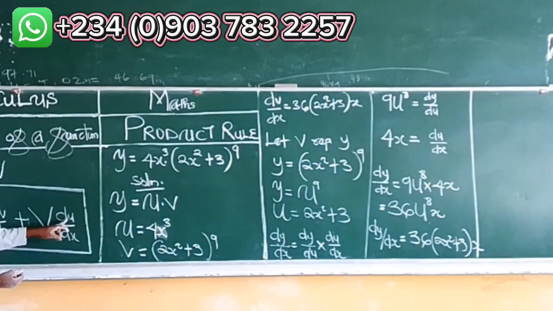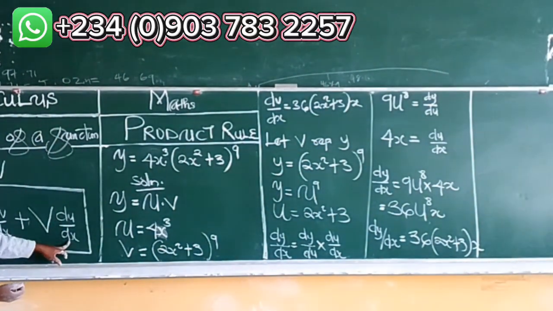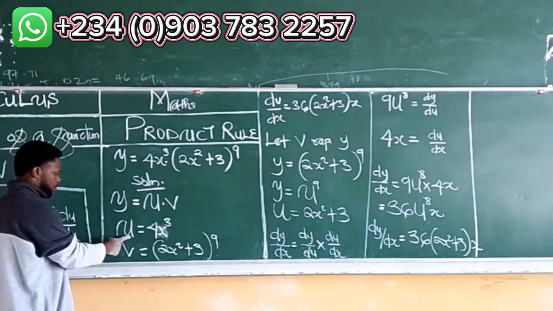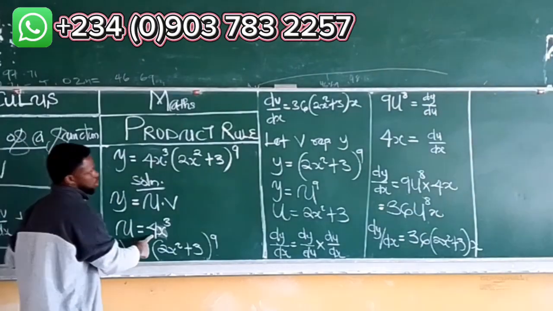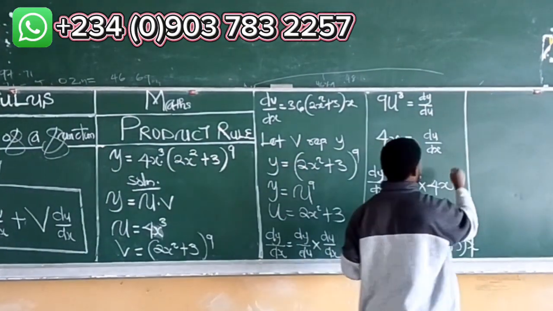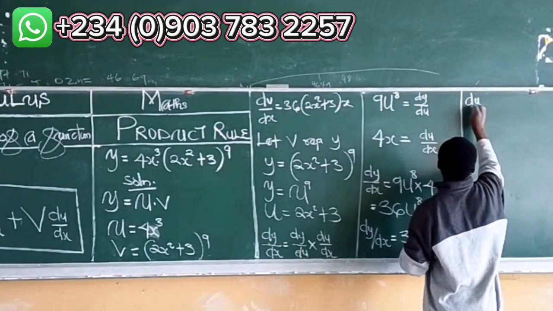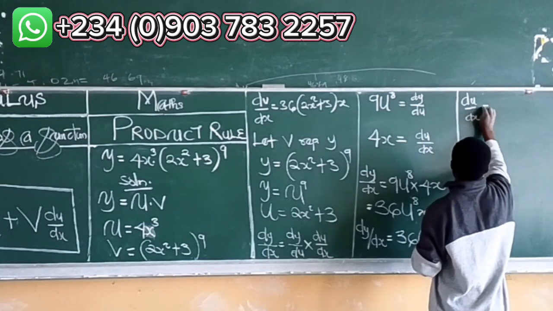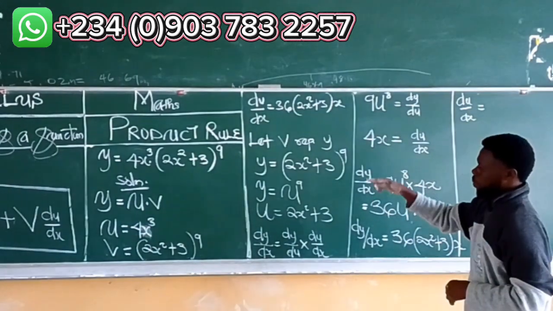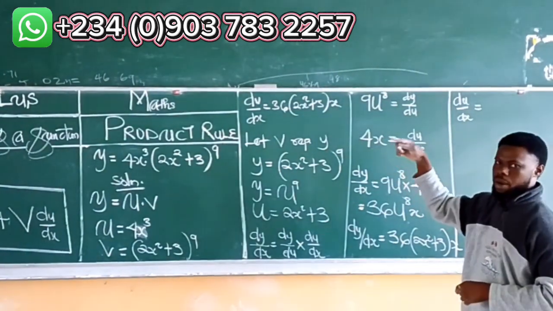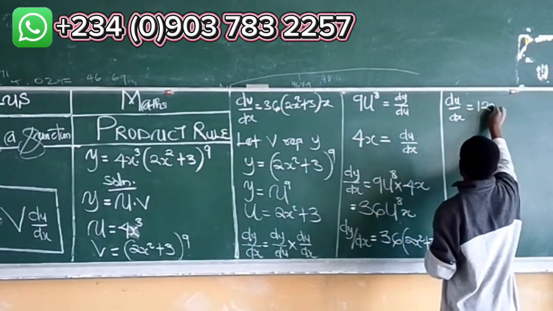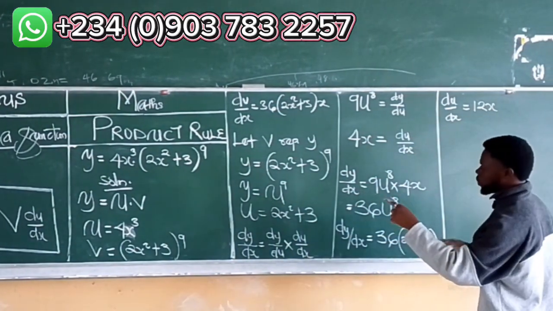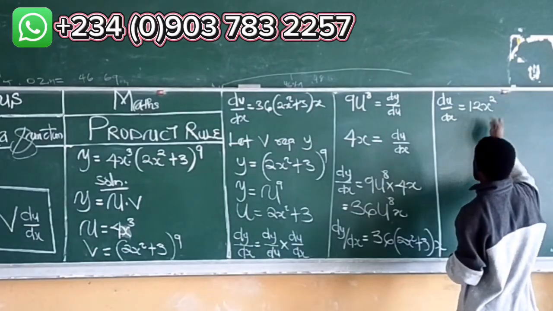So let's determine du over dx. Du over dx becomes the derivative of this function on the board. So du over dx is equal to, multiply the power by the coefficient: 4 times 3 gives 12x, then subtract 1 from the power, which gives 2.